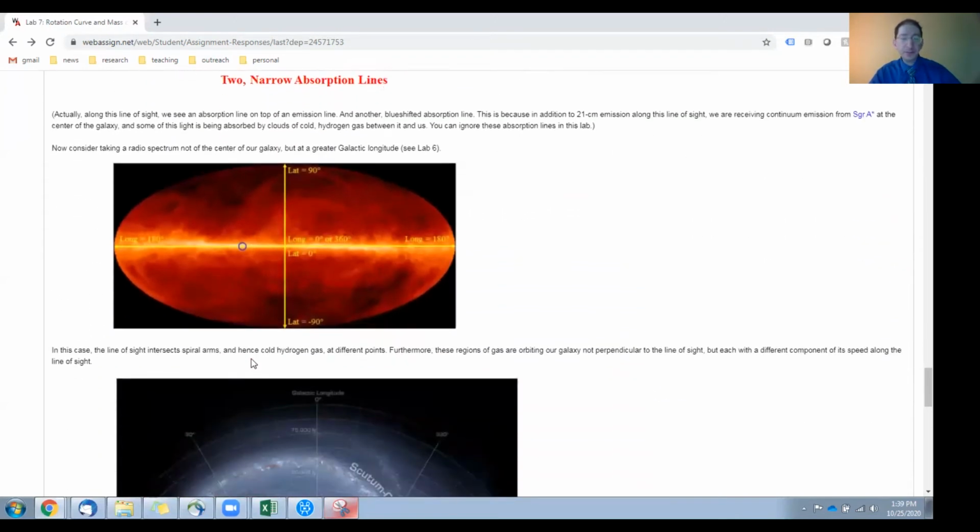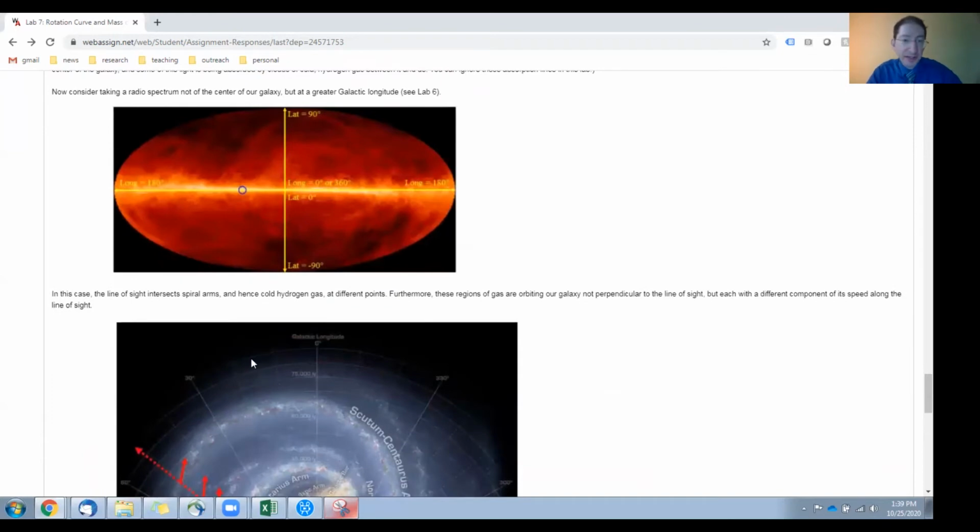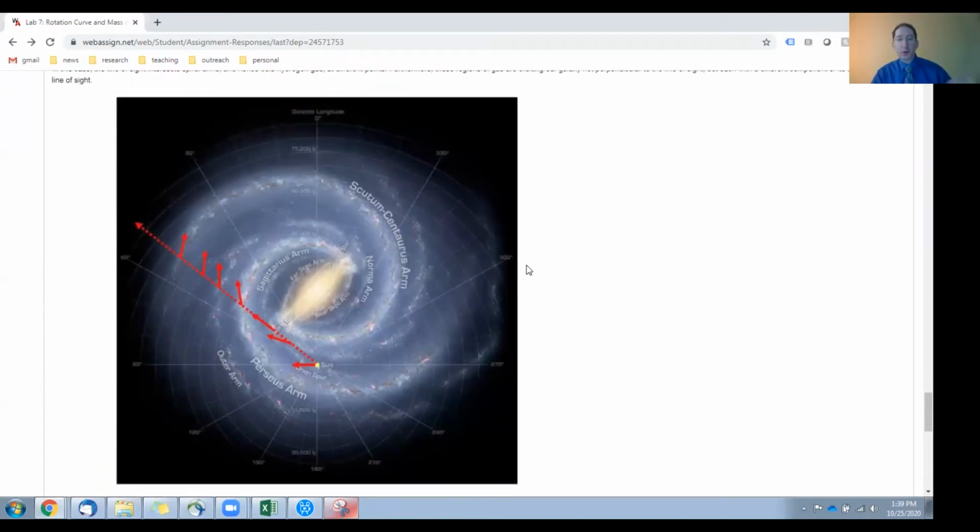Anyway, let's consider a different line of sight, not directed at the galactic center, but off to the side. And here's the corresponding top-down map. Here's the sun. Here's the line of sight. And again, I've added an arrow at each point where the line of sight intersects an arm of the galaxy. And the direction of each of these arrows indicates that region's direction of motion about the center of the galaxy.